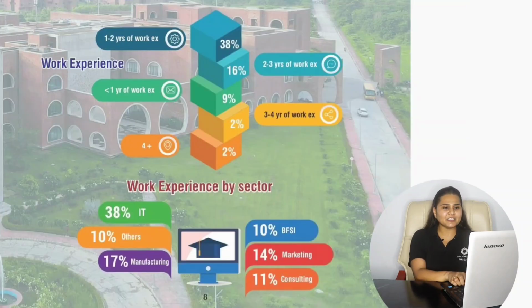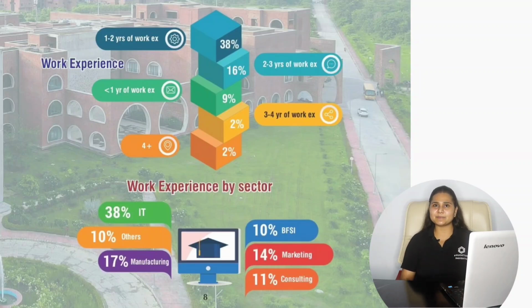If we consider it in terms of the work experience, then 38% candidates have the work experience ranging between 1 to 2 years, 16% between 2 to 3 years, 9% have less than 1 year, 2% between 3 to 4 years, and 2% have more than 4 years.